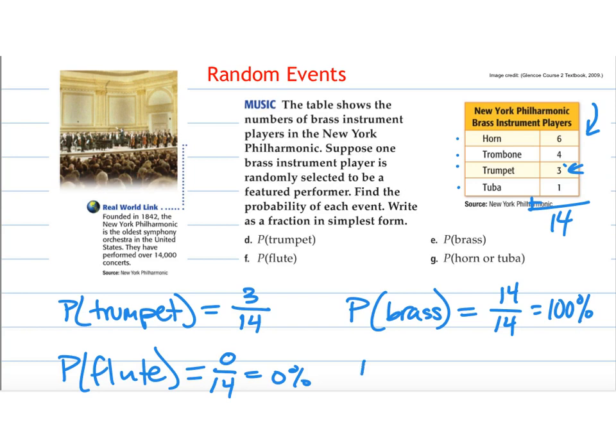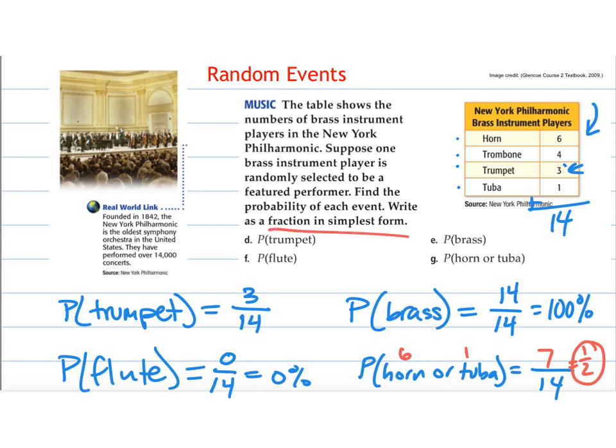Lastly, we're going to pick the probability of a horn or a tuba player. Again, we are out of 14, but now we're including the horn and the tuba. Horn, there are 6. Tuba, there's 1, so that's a total of 7, which then will simplify to 1/2 or a 50% chance. So 1/2 chance of picking either of those instruments. The directions said to answer in fraction simplest form. I got so excited and I did percents. So it would be important to know 0 over 14 would simplify to 0. 14 over 14 simplifies to 1.